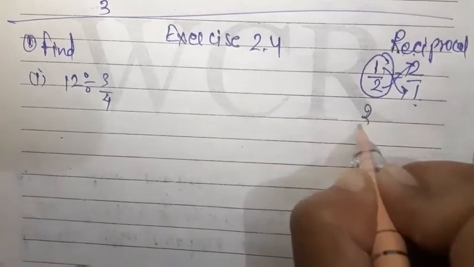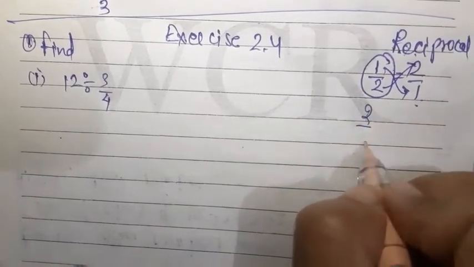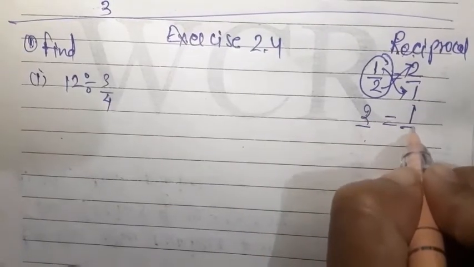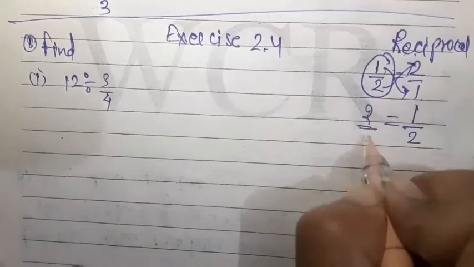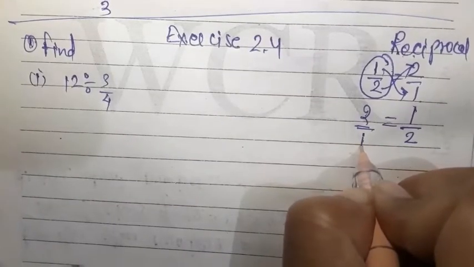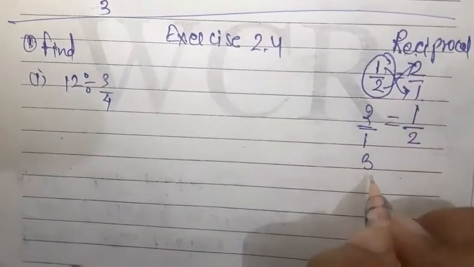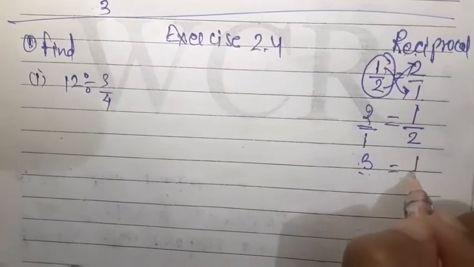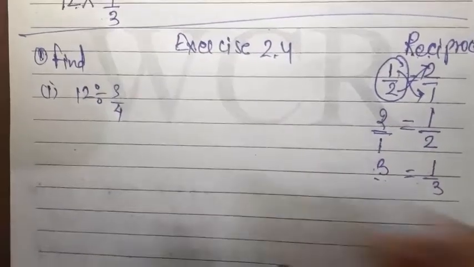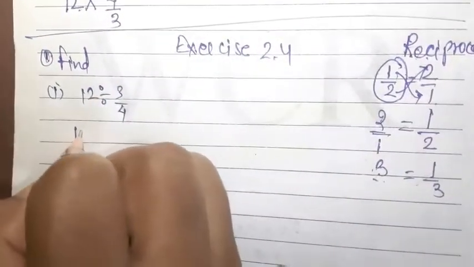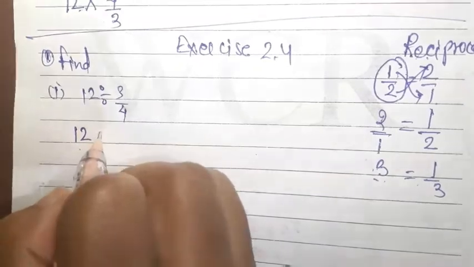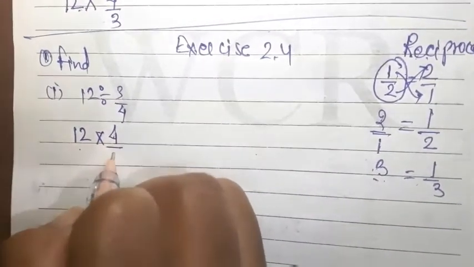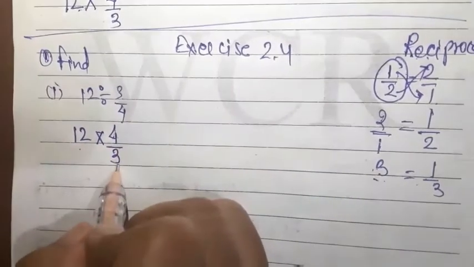If we have 2, the reciprocal of 2 is 1 by 2 because here we have a 1. If we have 3, that means this value is divided by 1. So here the reciprocal of 3 is 1 by 3. So in this, we change the divide sign of 12 to multiply, and 3 by 4 converts into 4 by 3.